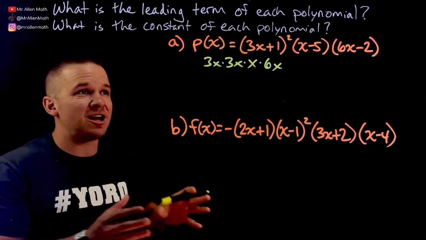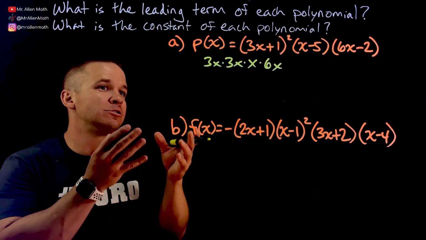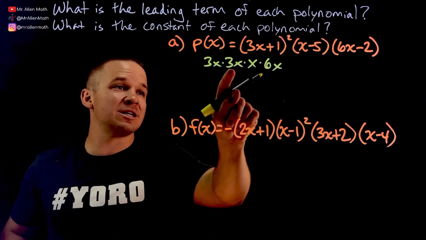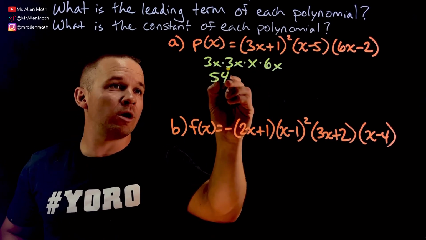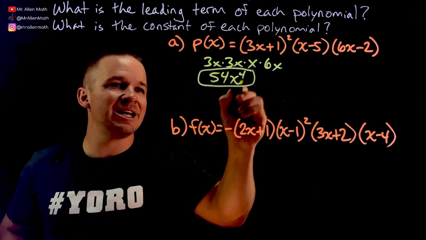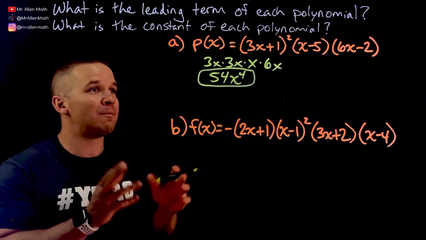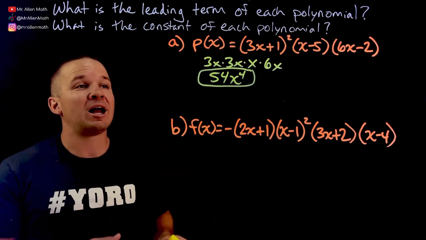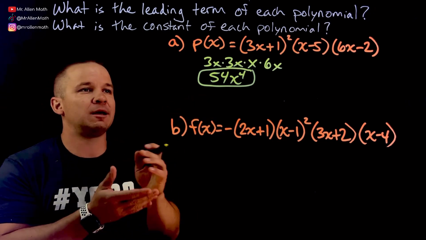When all is said and done, everything's multiplied out. That's how I'm going to get my leading term. So we got 3 times 3 is 9, times 6 is 54. And we got 1, 2, 3, 4 x's, x to the fourth. That is my leading term of this polynomial. I didn't need to multiply it all out and combine like terms. I could just look at all of my x's. That's how I get my leading term.